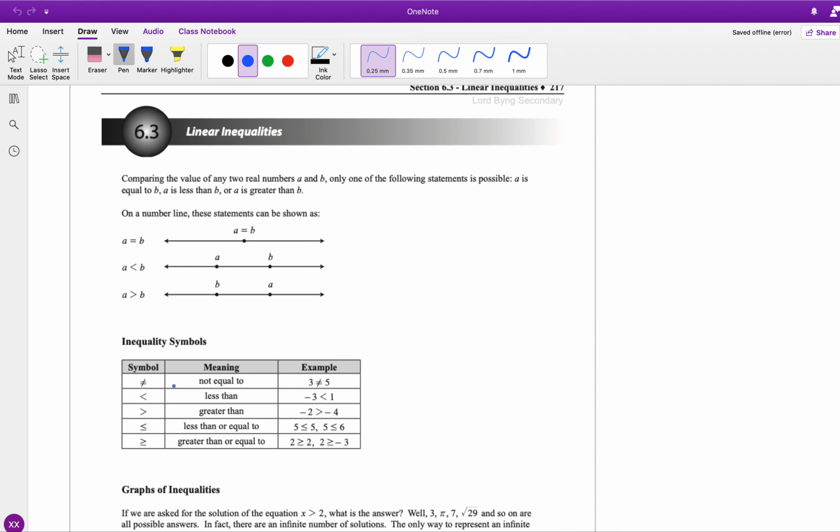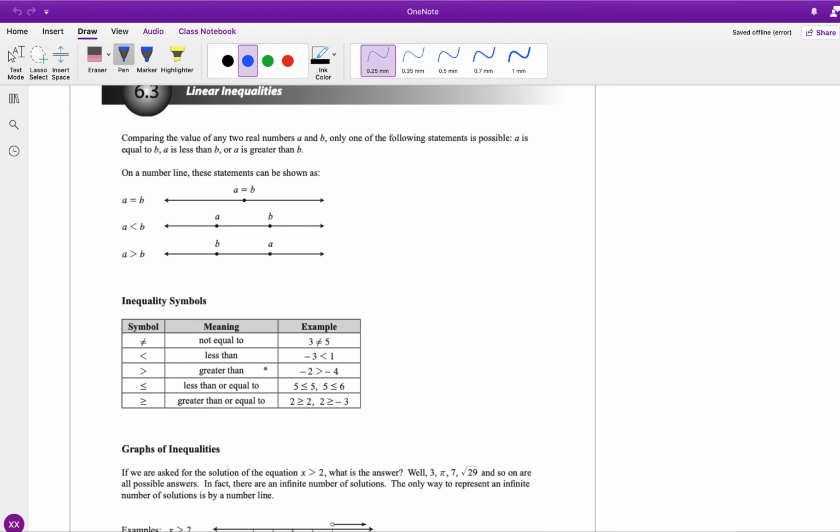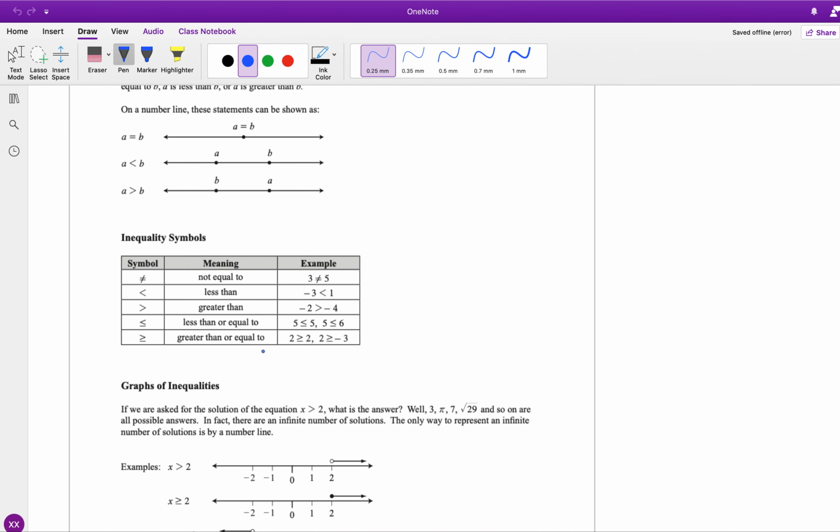Less than, for example, -3 is less than 1. Greater than, less than or equal to, greater than or equal to. All right, so just have a quick review of the inequality symbols.